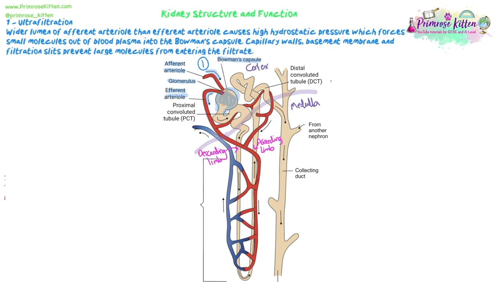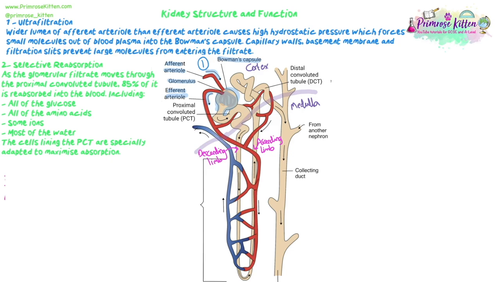The holes in the capillary walls, the fenestrations, the basement membrane, and the filtration slits from the podocytes all provide a filter system that prevents large molecules from entering the filtrate that's going to go into the nephron. Next stage is selective reabsorption, where we're going to reabsorb all those useful molecules that we need to keep in the bloodstream.